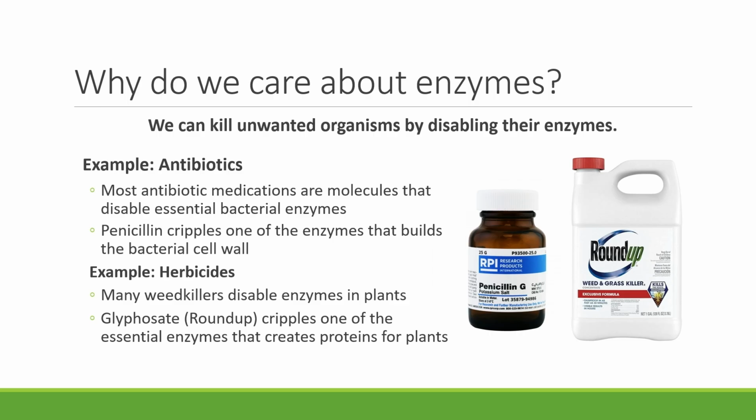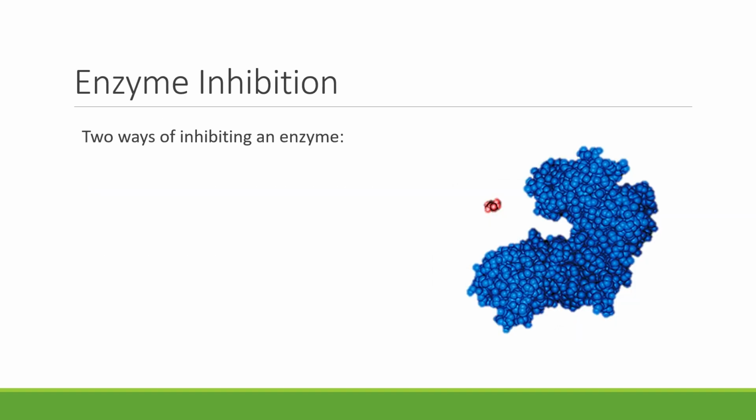And because of the way they work, these antibiotics, these herbicides, they're considered enzyme inhibitors. They inhibit the function of an enzyme, which then results in death of the organism. But not all enzyme inhibitors work the same way. There are two possible ways that a chemical can inhibit an enzyme.